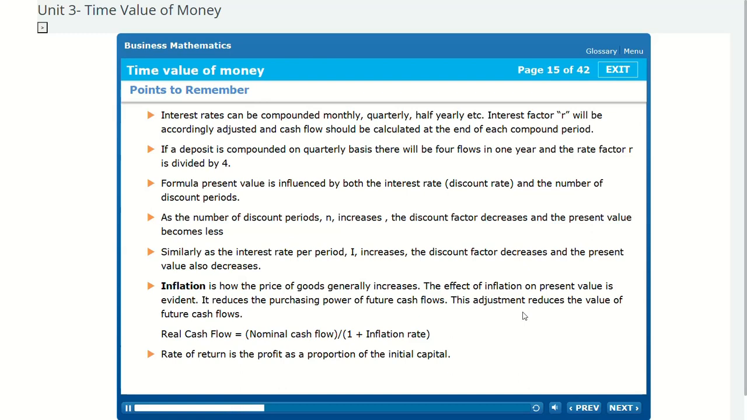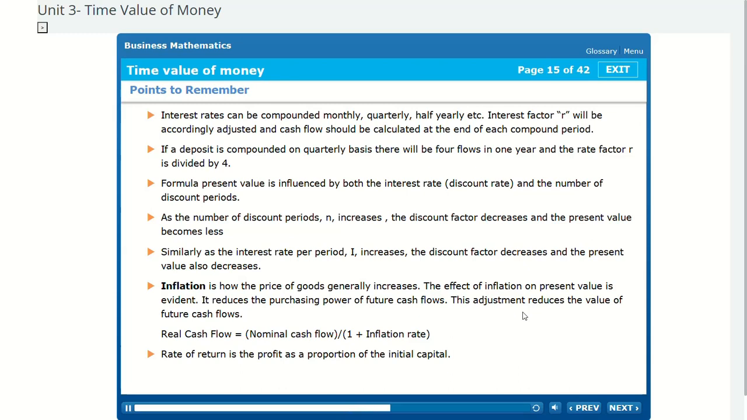Formula: present value is influenced by both the interest rate and the number of discount periods. As the number of discount periods, N, increases, the discount factor decreases and the present value becomes less. Similarly, as the interest rate per period, I, increases, the discount factor decreases and the present value also decreases.